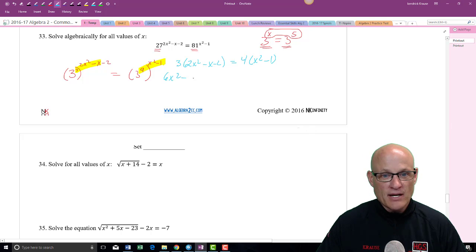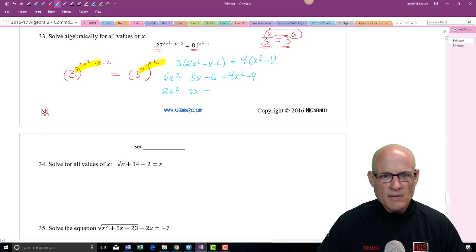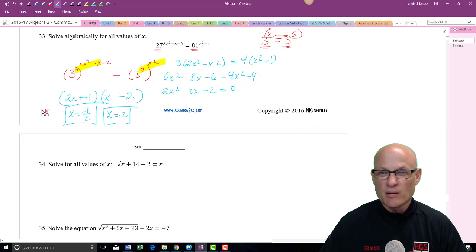6x squared minus 3x minus 6 is equal to 4x squared minus 4. Set it equal to 0. So 2x squared minus 3x minus 2 is equal to 0. 2x and x, minus 2, and plus 1. So I get x equals negative 1/2 and x equals 2. Now you should check them, but I'm pretty sure they both work. And I'm really tired, so I'm going to keep going.